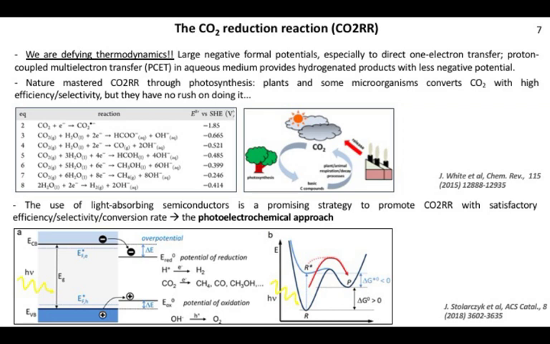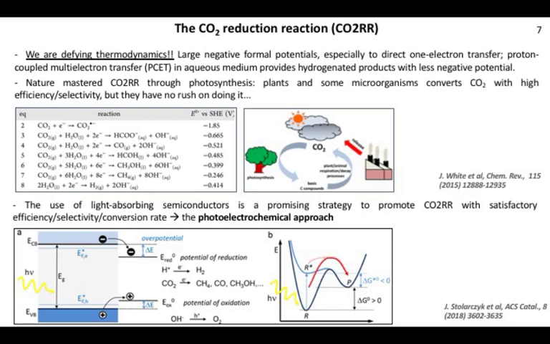So using semiconductors, which can absorb light, is a promising strategy for CO2 reduction. And this is what we call the photoelectrochemical approach. In a really simplified manner, it is what you see in the figure below. A photon, light, will reach the semiconductor surface and will promote one electron to the conduction band, and then we can use it for reduction reactions, like hydrogen generation or CO2 conversion to methane and so on.